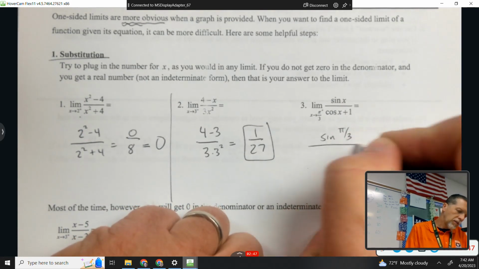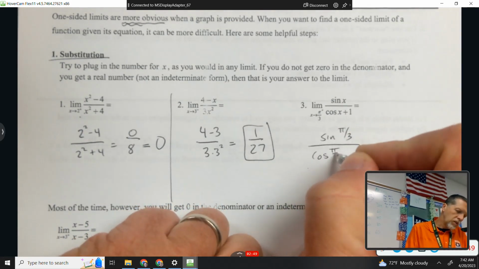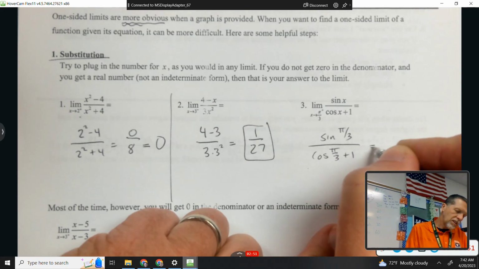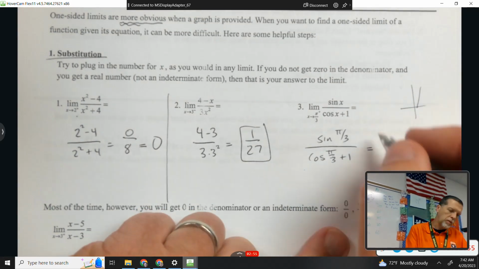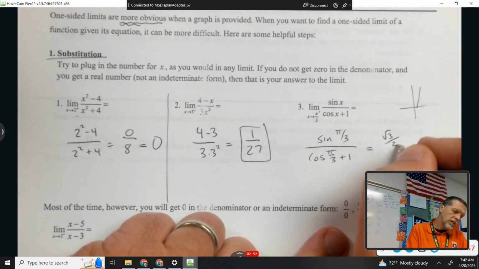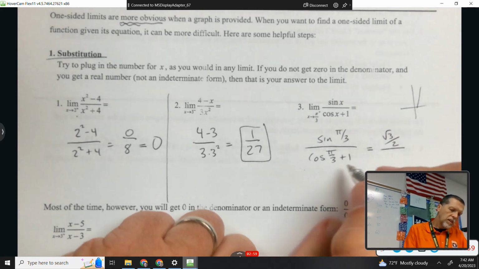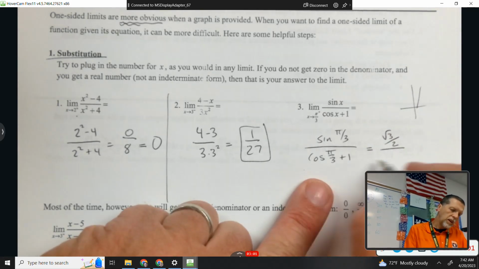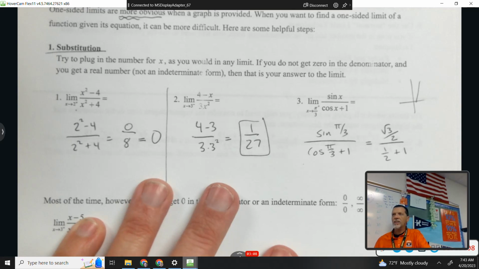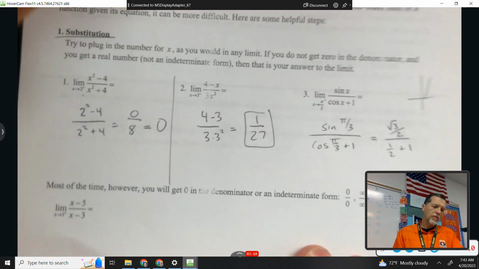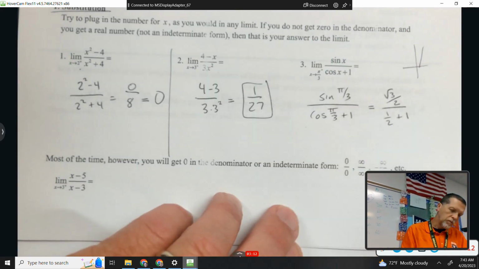Sine of pi over 3 over cosine pi over 3 plus 1. Let's see, sine of pi over 3 would be root 3 over 2. Cosine pi over 3 would be 1/2. And then we need to clean up the fraction. It's going to be okay as an answer. It's not 0 over 0 or infinity over infinity. So we're good with the answer. We just need to clean it up.